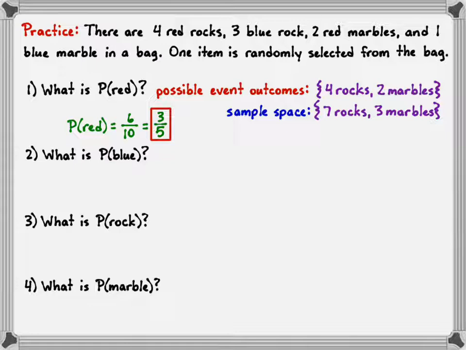Number 2, it says, what is the probability of the thing being blue? Well, the event outcomes for blue things are 3 blue rocks and 1 blue marble.